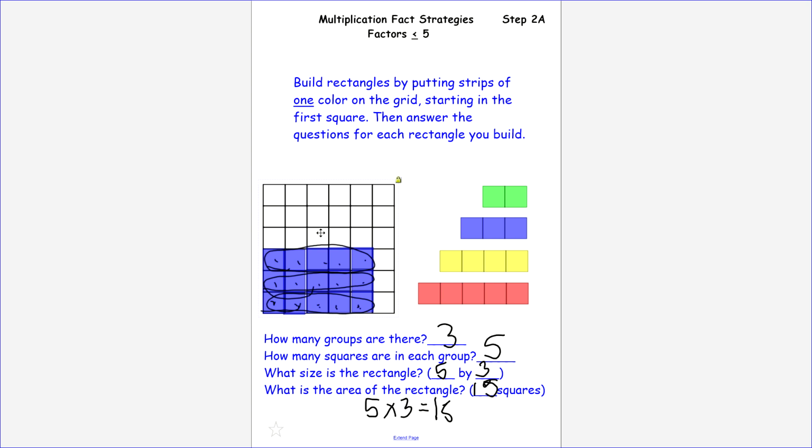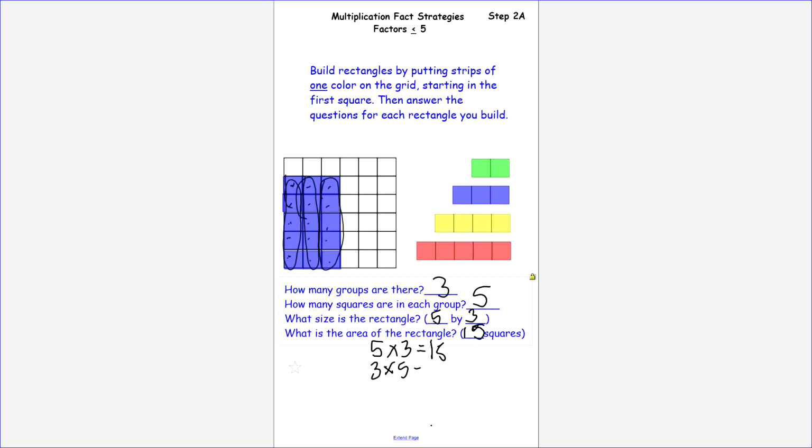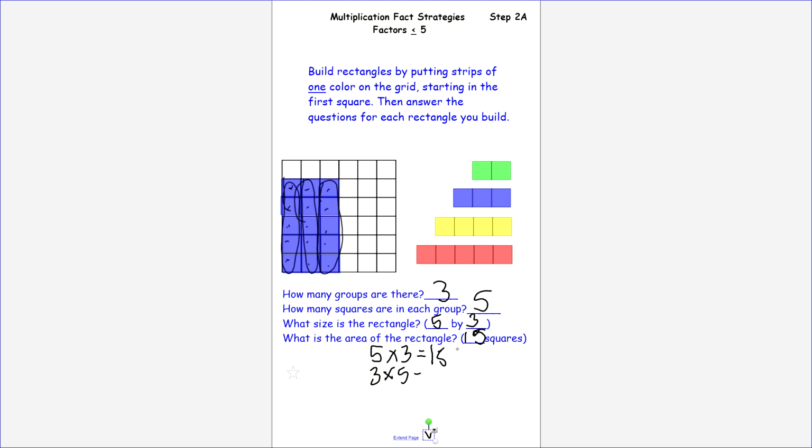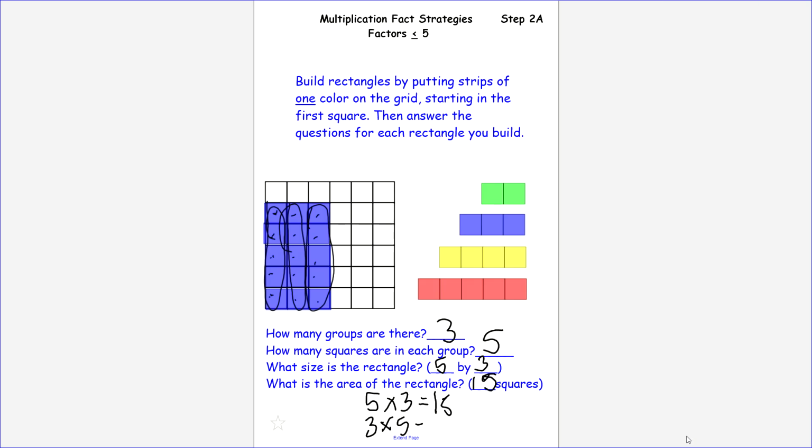The commutative property of multiplication tells us that we can change the order of the factors without changing the product. So I can take this rectangle and turn it on its side. Now I have a 3 by 5 instead of 5 by 3, but the area didn't change. 5 times 3 equals 15, so 3 times 5 also equals 15. We now know 2 more benchmark facts.